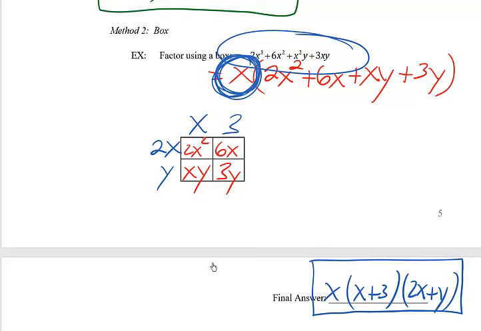Unless the polynomial is prime, the box method will work every time for factoring 4-term polynomials. If you like the box, you might want to try that first example that we did by grouping using the box to make sure you can get it all to work out for yourself.